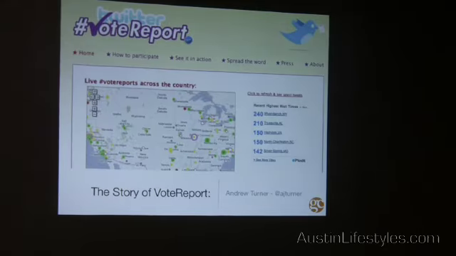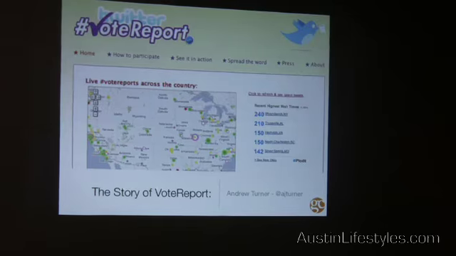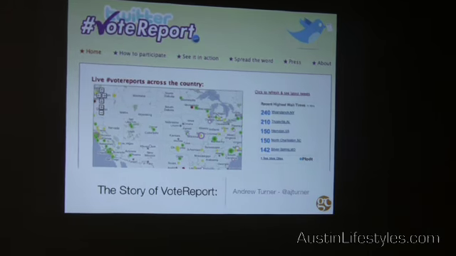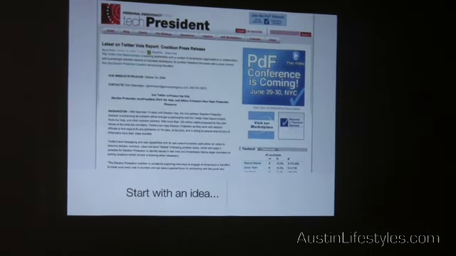So hi, my name is Andrew Turner. I work for a company called Fortius One, building GeoCommons, but this is a story of a project I got involved with this fall called Twitter Votereport. And actually I got involved about a week and a half before the actual election started. So I'll go through what was all involved, how we actually got it done, and where it went in the future. So the first thing was to start with an idea.